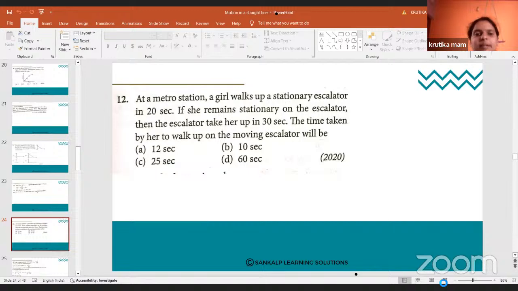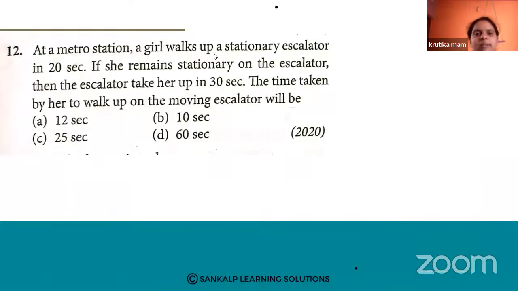See, at a metro station, a girl walks up a stationary escalator in 20 seconds. If she is stationary on the escalator, then the escalator takes her up in 30 seconds. The time taken by her to walk up on the moving escalator will be. Yes, what will be the time taken, they have asked. It is 12 seconds, 10 seconds, 25 seconds, 60 seconds. So see how to do this.